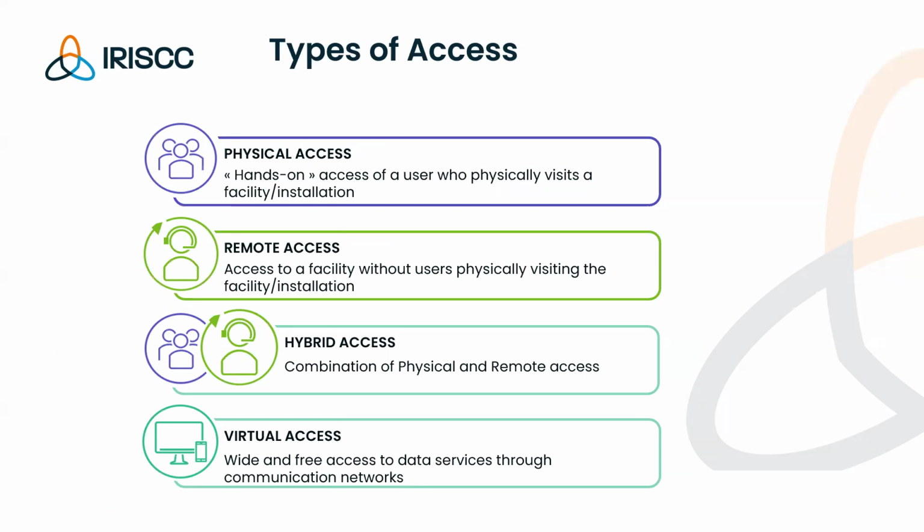So how this use can be done in concrete terms by the user visiting a facility. There are three main types of access: physical access, remote access, and virtual access. Physical access is when the user or the researcher goes on site to the facility to use the resources and receive the services requested. Then there is remote access, which is service provision and use of the resources and the services by the user, but without presence on site.